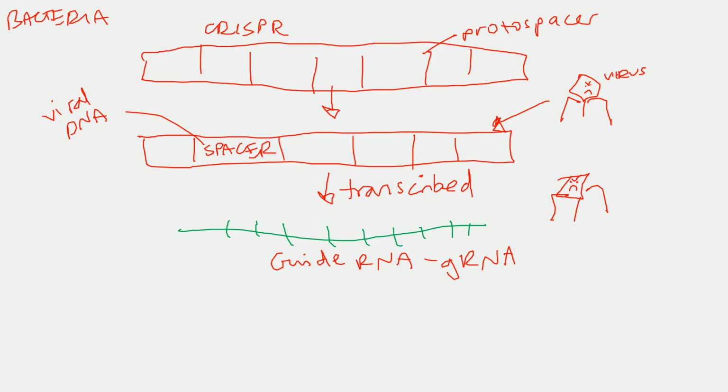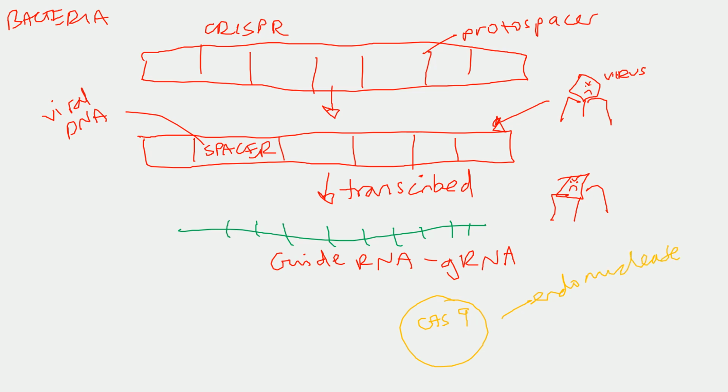This guide RNA is going to float off and attach to a Cas9 endonuclease. So we've got our Cas9 endonuclease here, which will snip viral DNA.